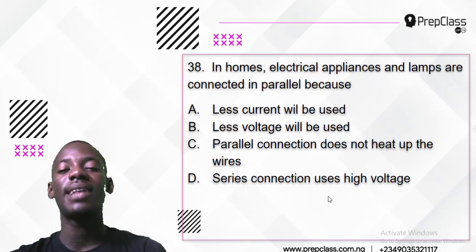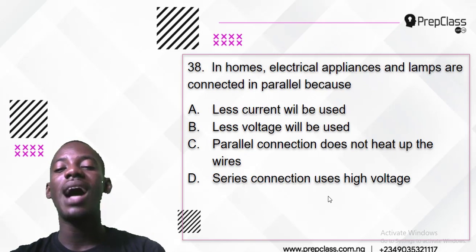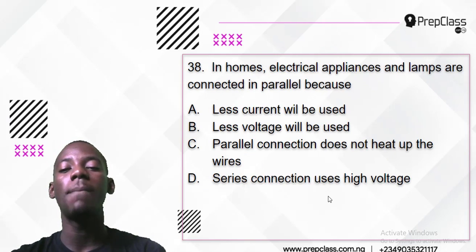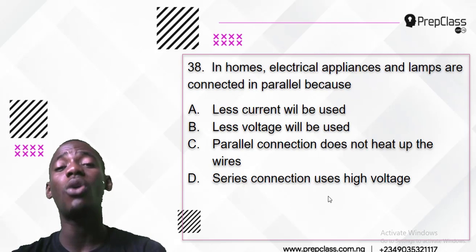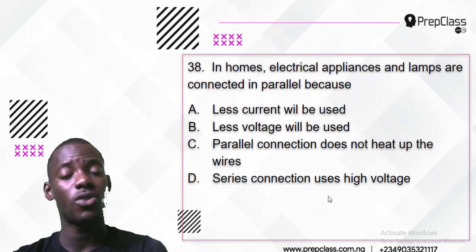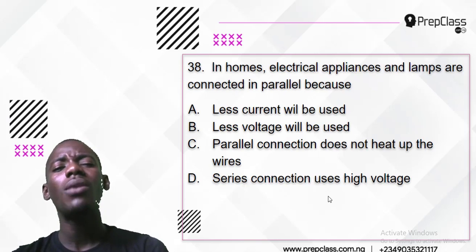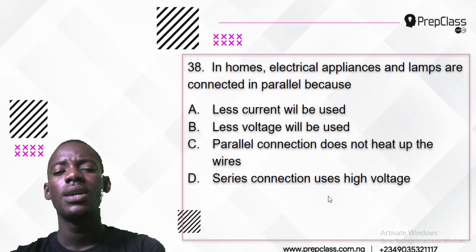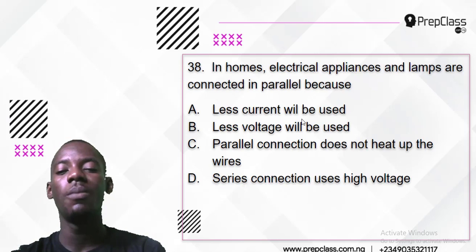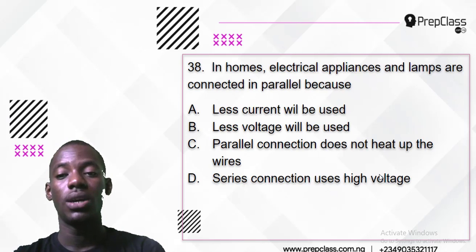Now let's check out number 38. In homes, electrical appliances and lamps are connected in parallel because why are they connected in parallel? Now this is also an electricity question asking about parallel. Now what is the advantage of parallel connection? Does it have less current will be used, less voltage will be used? Parallel connection does not eat up the wires. Series connection uses high voltage. Why is it good to use parallel connection?